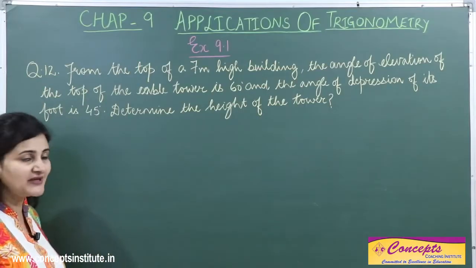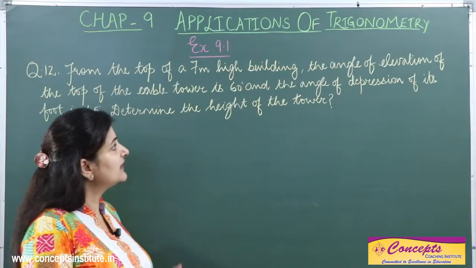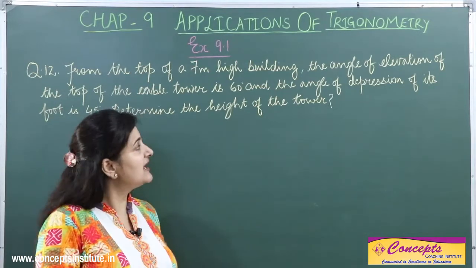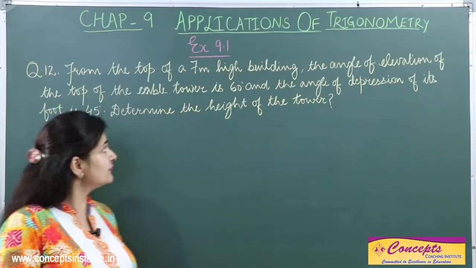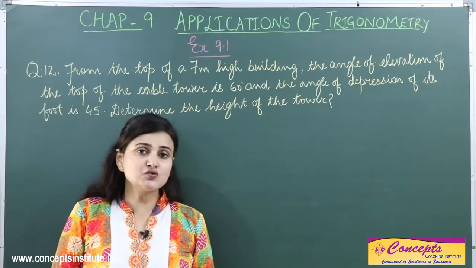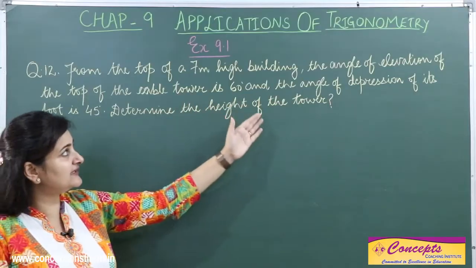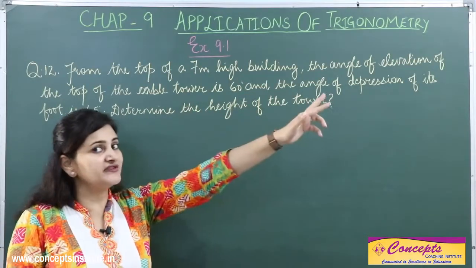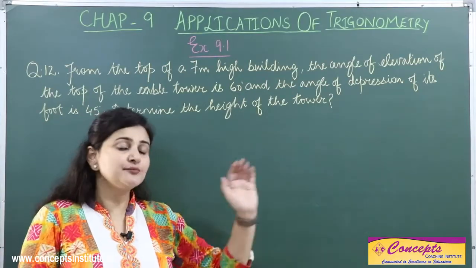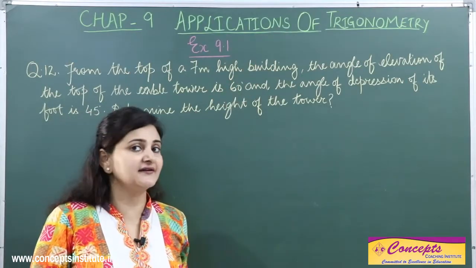Coming on to question number 12, which is: from the top of a 7-meter high building, the angle of elevation of the top of the cable tower is 60 degree and the angle of depression of its foot is 45 degree. Determine the height of the tower. Now students, read the question carefully. It is given that from the top of a building, the angle of elevation of the top of the tower, that means the building is lesser in height as compared to the tower, because from the top of the building we have an angle of elevation of the top of the tower, right?